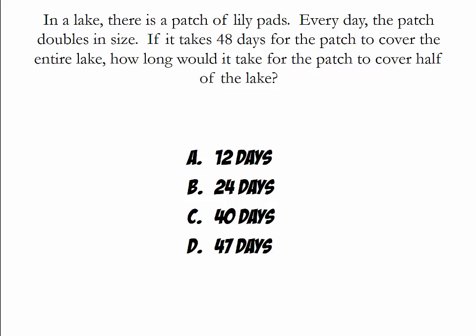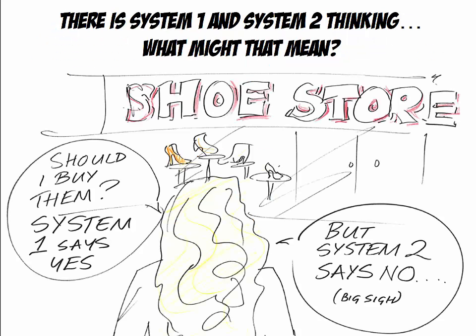The most common answer is 24 days. The correct answer is 47 days. The reason why we looked at these examples is to illustrate the difference between System 1 and System 2 thinking. Please pause the video lecture and think about what System 1 and System 2 thinking might be and how they are different from each other.